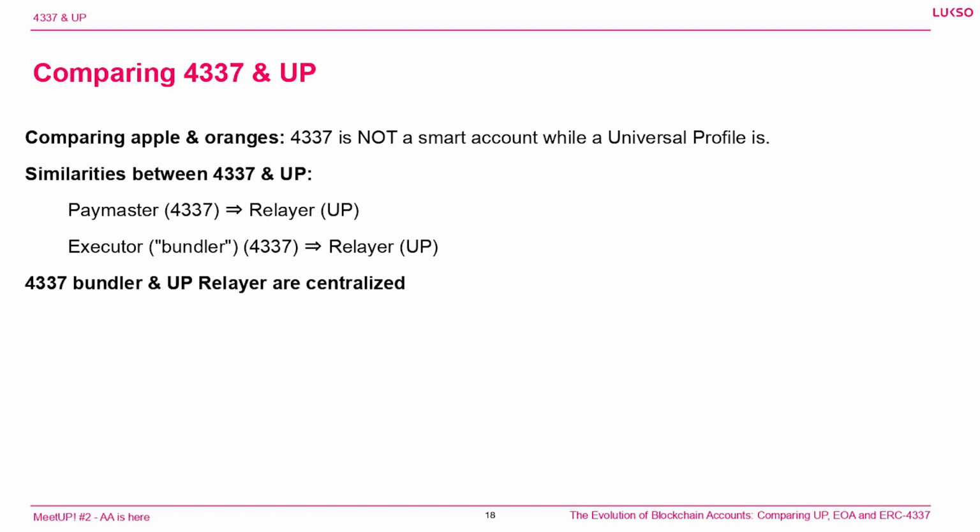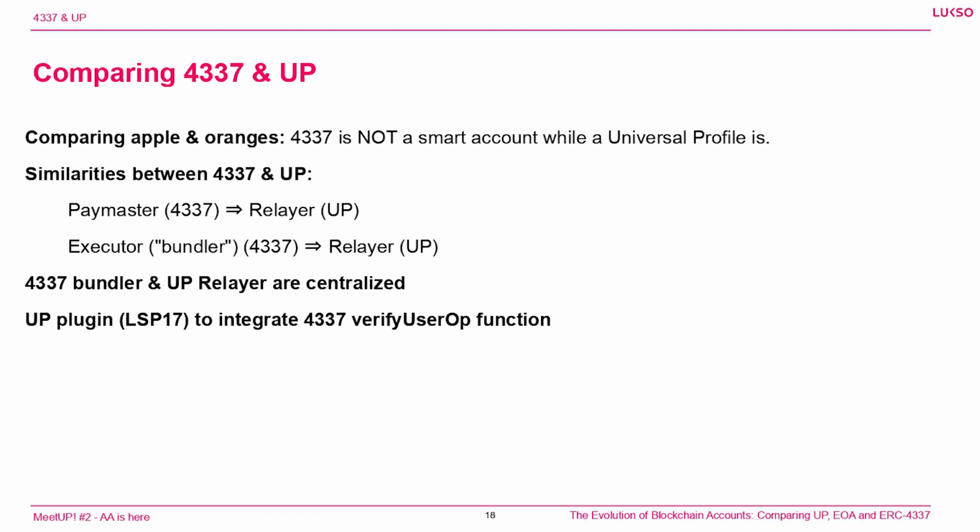The relayer is run by us at LUKSO, and every bundler that will emerge and come into the network for a 4337 enabled chain will be a centralized system, which means that if you want to record the transaction or the user operation in a database without having the user or the smart account know about that, this is completely possible. This is one of the big risks that goes with centralization, as we all know.